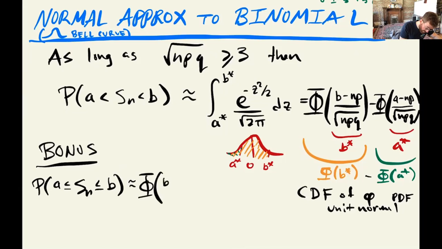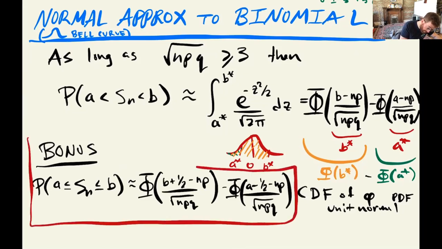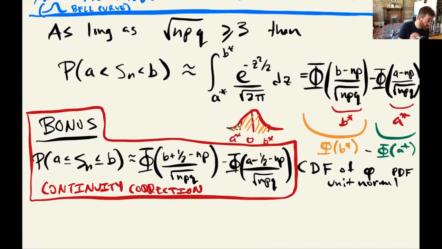compute this by shifting up by a half on the right-hand side, and then shifting down by a half on the left-hand side. And again, we call this the continuity correction. The way that you end up actually evaluating these is by using our Z table. Maybe let's do a quick example just to make sure we understand this.